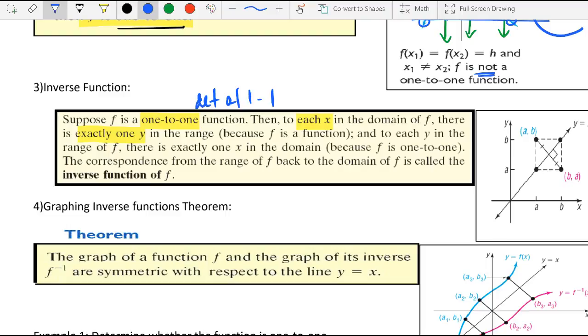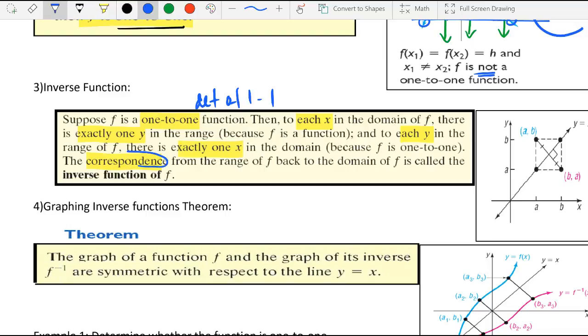The correspondence from the range of f back to the domain of f is called the inverse function. This wording is kind of confusing. For each x in the domain of f, there's one y in the range, and for each y, there's exactly one x, because of the one-to-one definition. The correspondence from the range of f back to the domain of f is called the inverse.